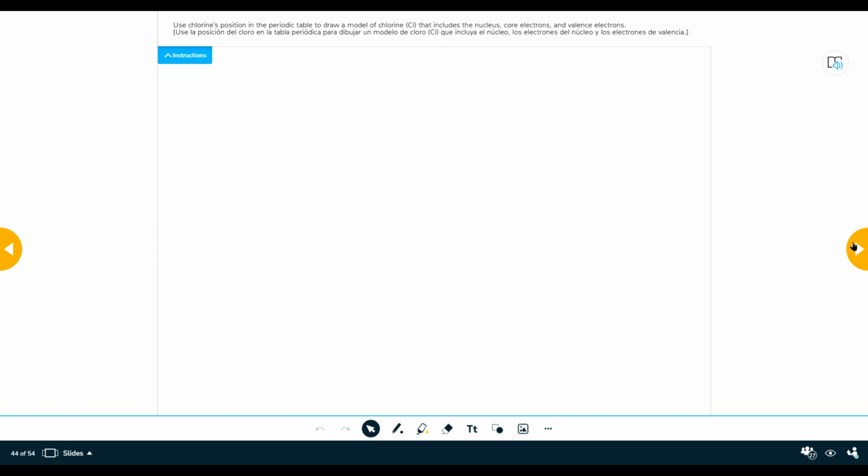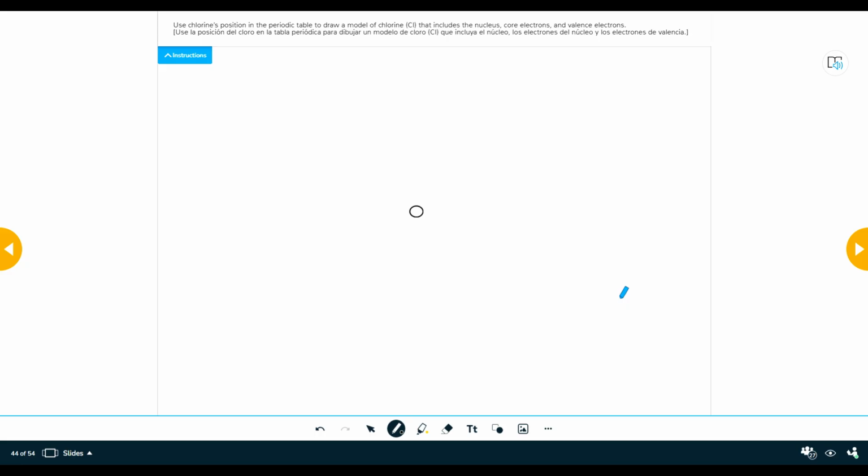Use chlorine's position in the periodic table to draw a model of chlorine, Cl, that includes the nucleus, core electrons, and valence electrons. One of the easiest ways to do this is to draw a circle, and you can choose whatever color you like. Remember that the nucleus is very small, so we need to make the nucleus much smaller.